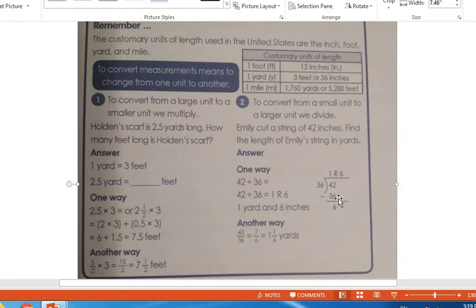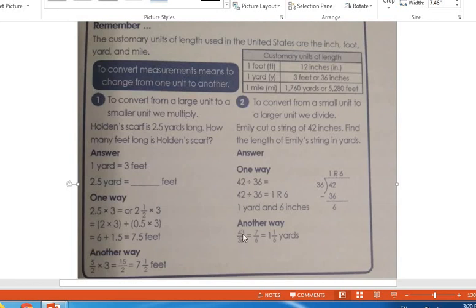So 42 minus 36 will give me 6. Now can I make 6 divided by 36? No, so this is the remainder. So the answer here is 1 and remainder 6: 1 yard and 6 inches. Another way, I will say 42 divided by 36 equals 7 over 6 equals 1 and 1 over 6.